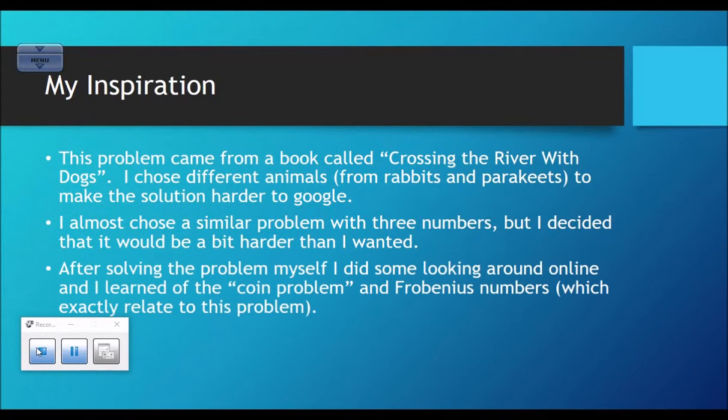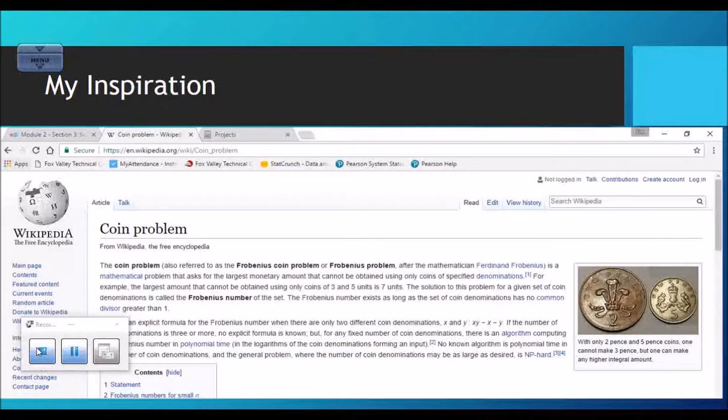After I solved this problem, I did some looking around online, like I always do for my problems, and I found this coin problem and Frobenius numbers, or however you say that guy's name, and how those related exactly to this problem. You can read about those on this Wikipedia page called Coin Problem, if you desire.